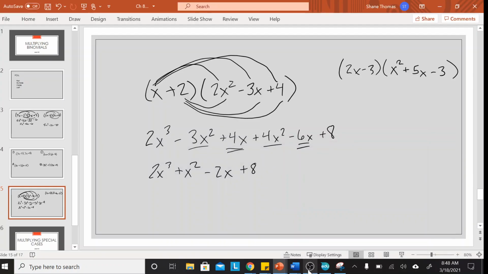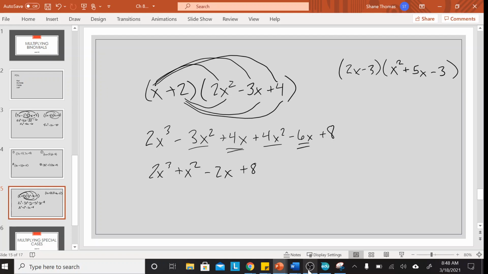All right, so while she's combining like terms, you have to distribute the 2x through to everything. So 2x and x squared is going to be 2x to the third. 2x and 5x is 10x squared. 2x and negative 3 is negative 6x. And distribute the negative 3 through everything. So negative 3 times x squared is negative 3x squared. Negative 3 times 5x is negative 15x. And then negative 3 times negative 3 is positive 9.